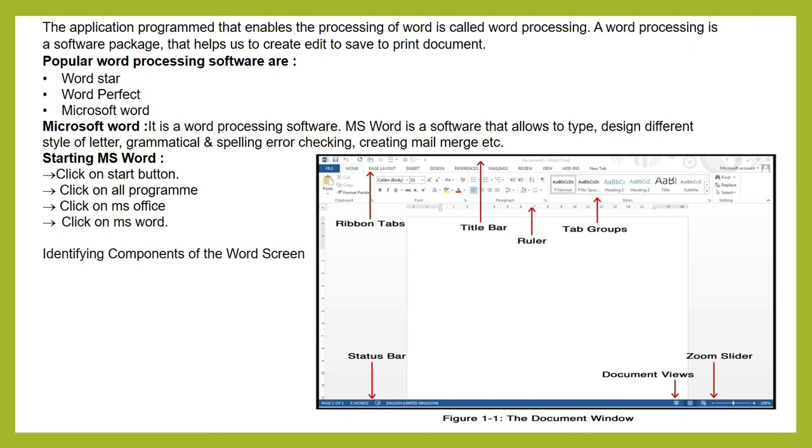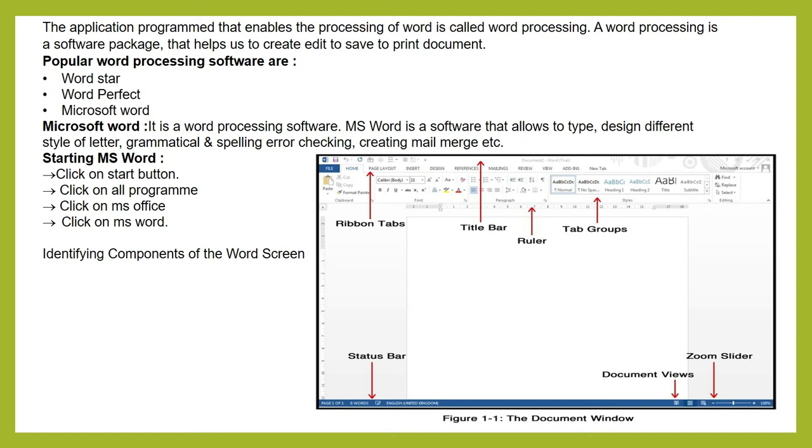The popular word processing software you will find in the market are WordStar, WordPerfect and Microsoft Word. The most popular one is Microsoft Word. So what is Microsoft Word? Microsoft developed Microsoft Word as a word processing software that allows you to type, design different styles of letters, check grammatical and spelling errors, create mail merge, etc.